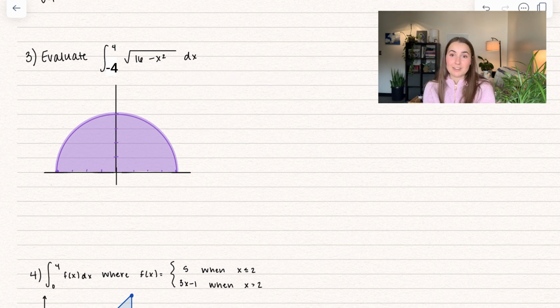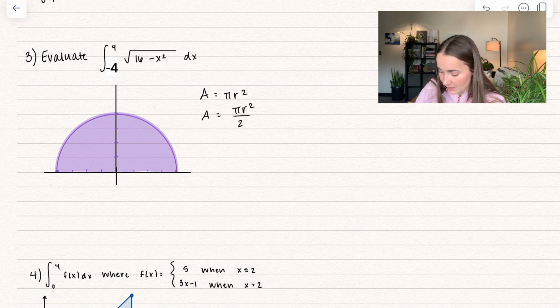So we're going to go ahead and calculate the area of a semicircle. The area of a circle is equal to pi r squared, but we're taking the area of half a circle, so actually it's going to be pi r squared divided by 2. Let's go ahead and plug in what the radius is equal to.